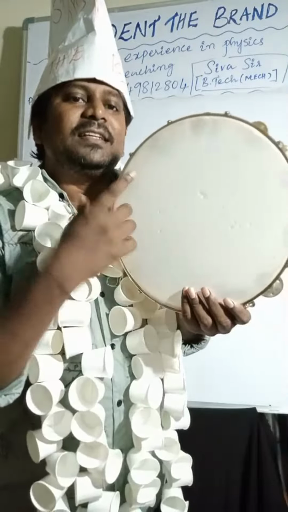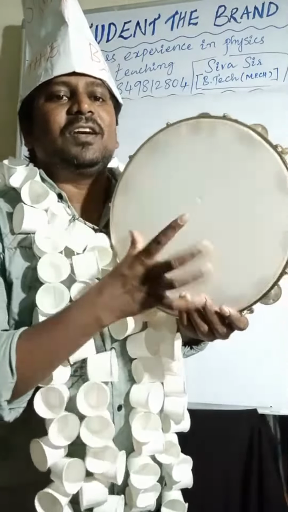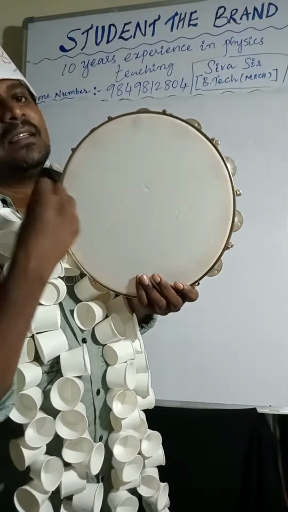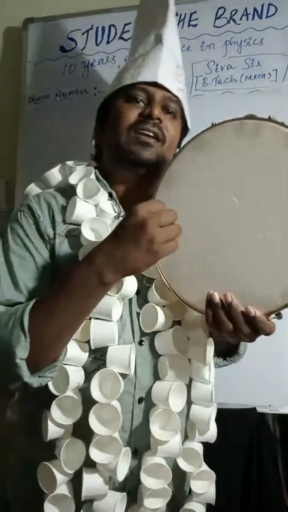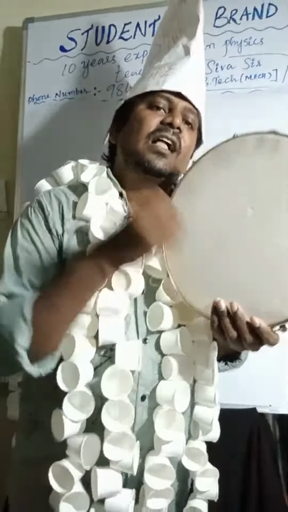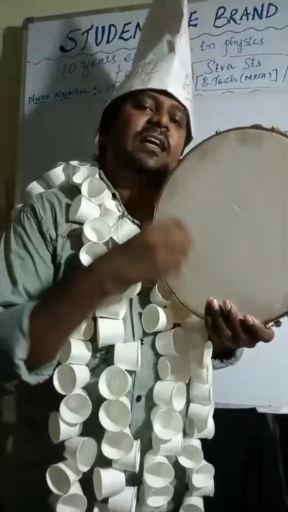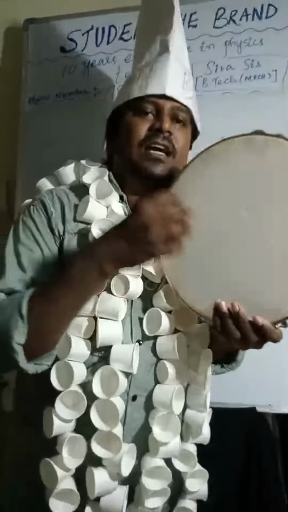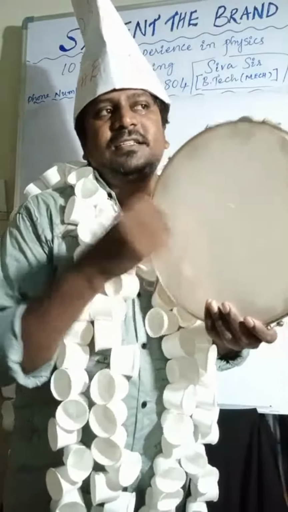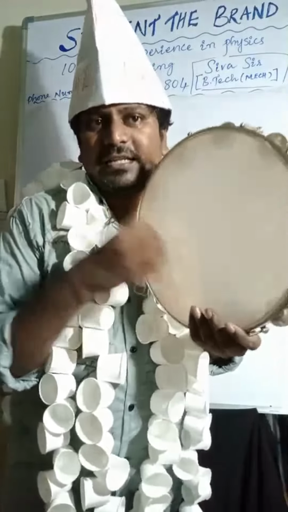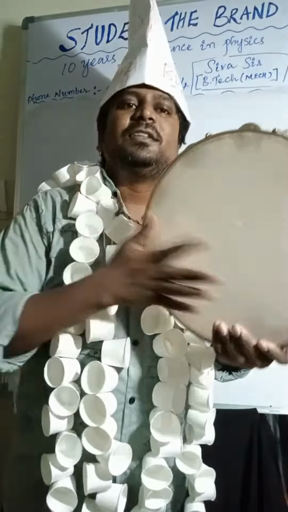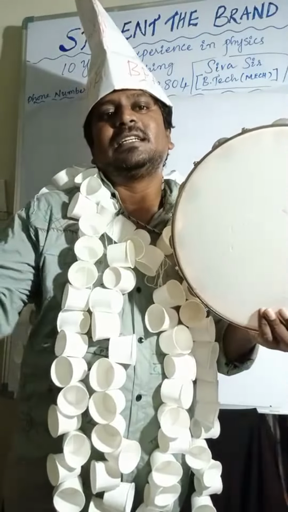Cartesian sign convention. All distances are measured from the pole. Distances along the incident rays are positive. Distances opposite to the incident rays are negative. Distances above the principal axis are positive. Distances below the principal axis are negative.